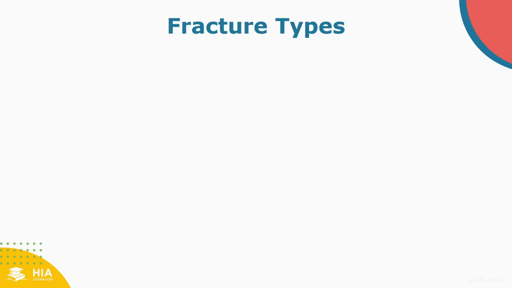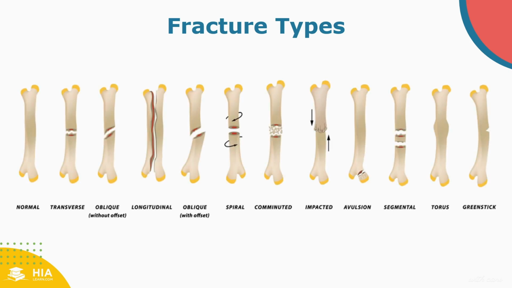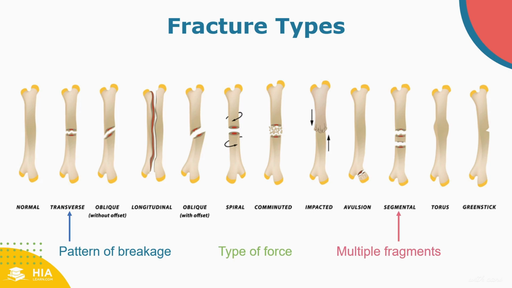Fracture type or name describes a fracture according to characteristics, such as pattern of breakage in reference to the long axis of the bone, for example, a transverse fracture, presence of multiple fragments, such as a segmental fracture, and/or type of force that caused the fracture, such as a spiral fracture.